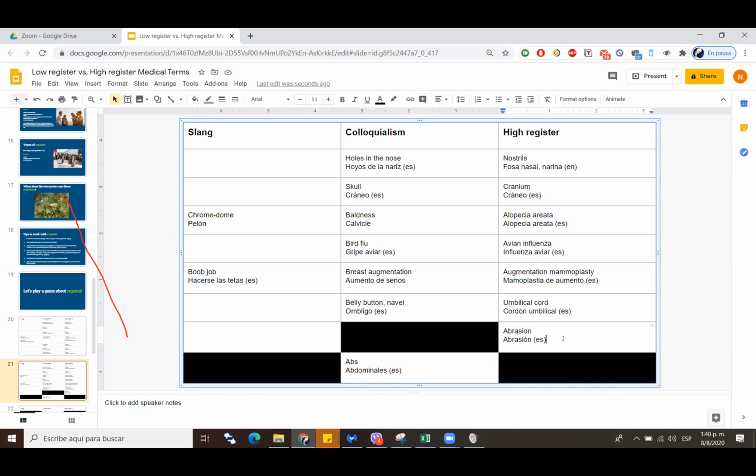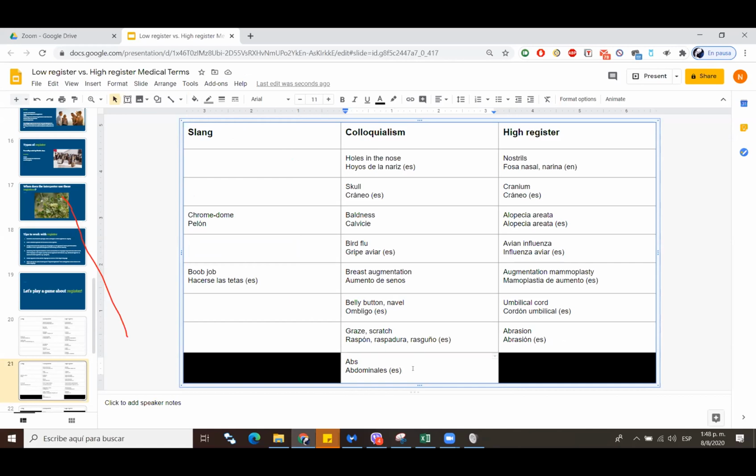Okay. So abrasion. Scratch. Itch. A scratch. Rash. Like a scratch, a graze. Yes, scratch.